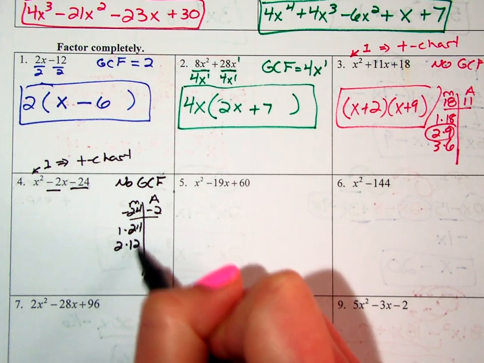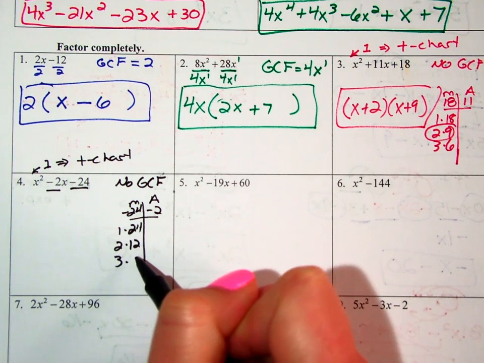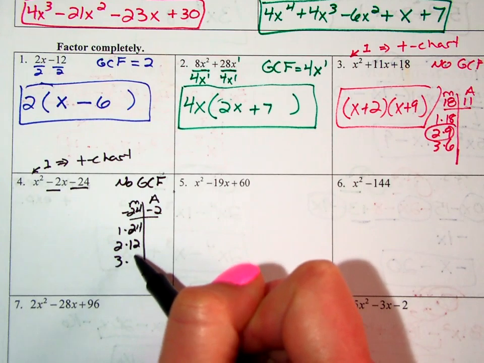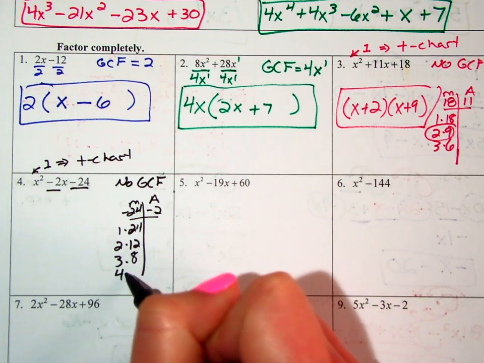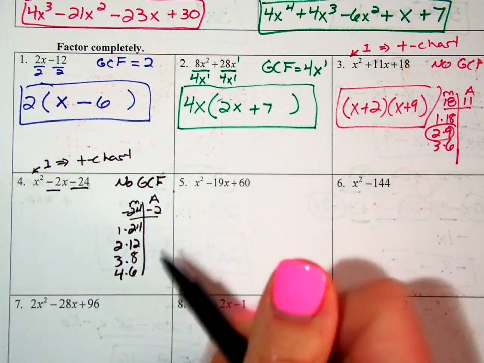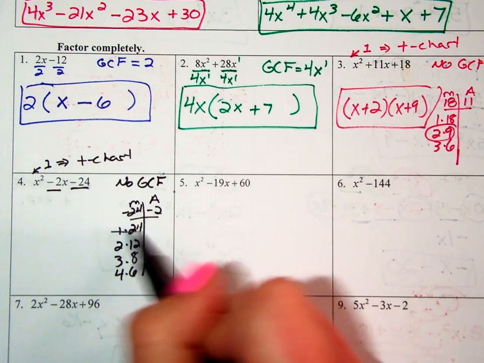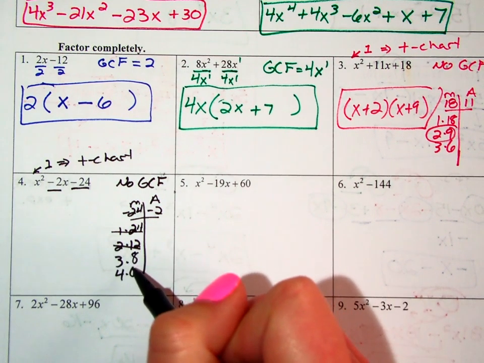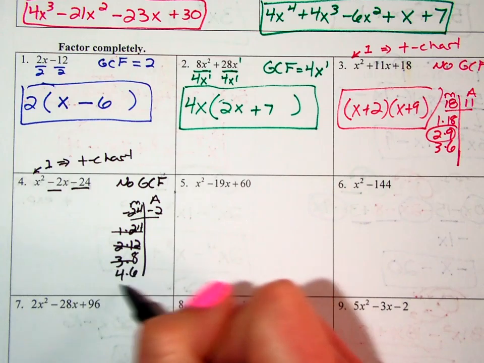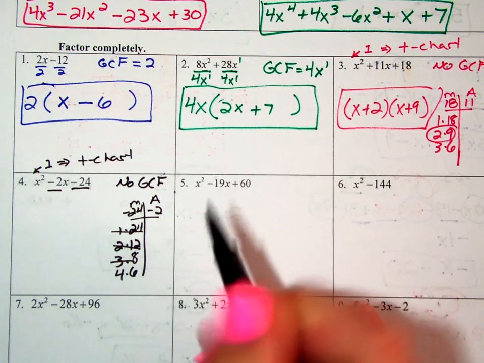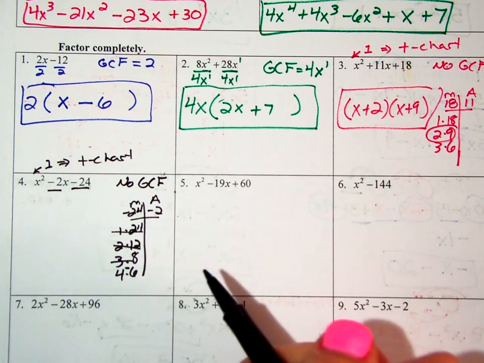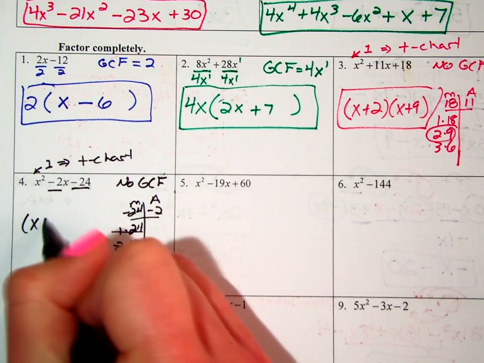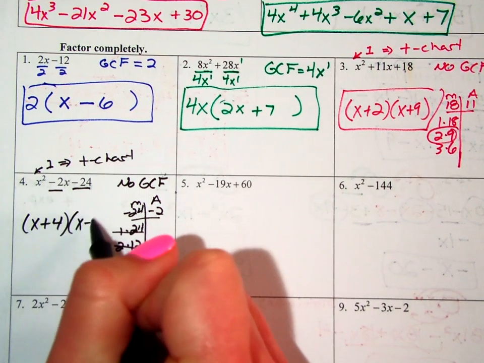2 and 12, 3 and 8, 4 and 6, 5 doesn't work. So to get a 2, that won't work. This would be 10 and 14. This would be 11 and 5. But I can get a 2 here if I subtract them. And to get a negative 2, my 6 would have to be negative. So then this is x plus 4, x minus 6.